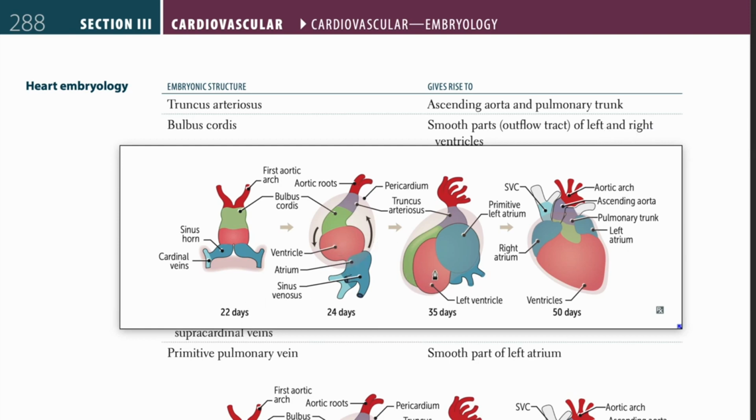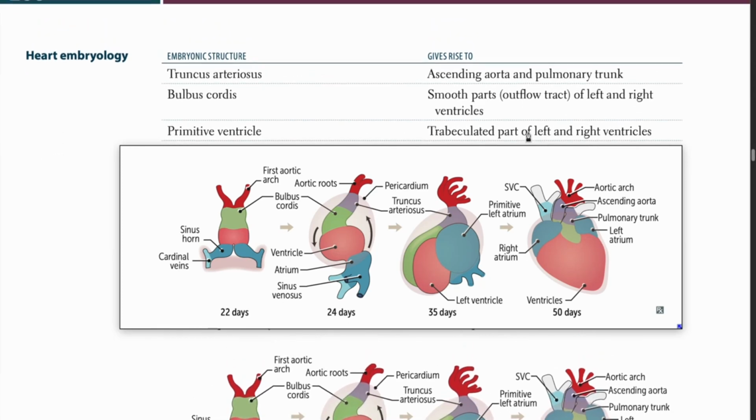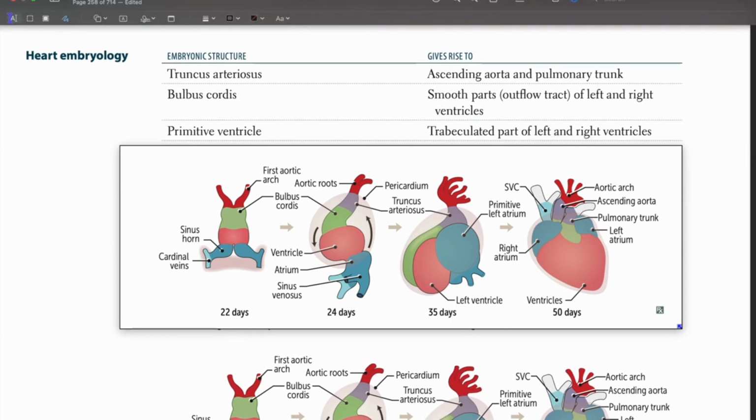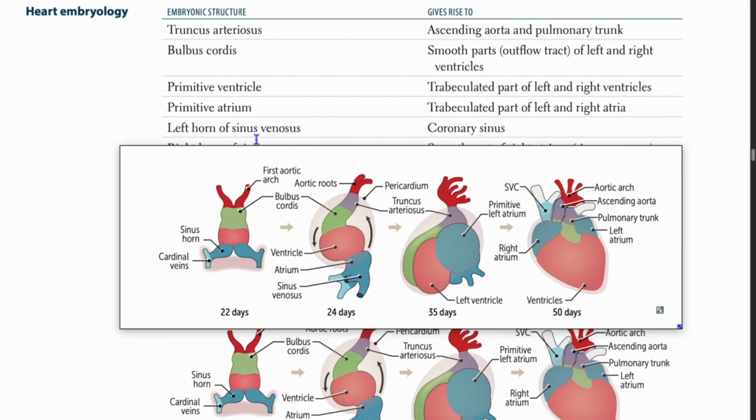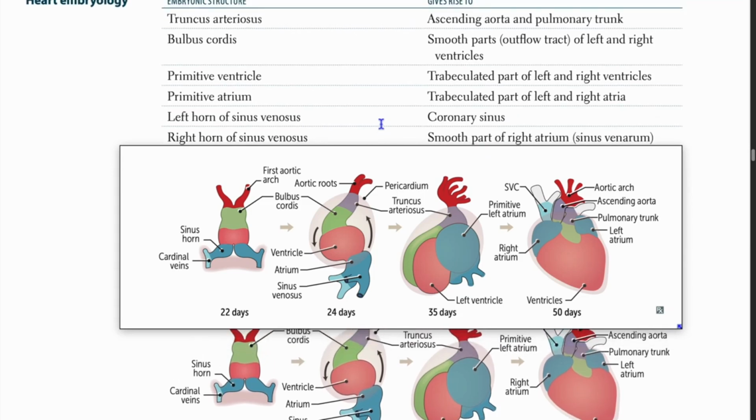These are the ventricles, and the left and right smooth parts are made by the bulbus cordis. The primitive ventricle makes the trabeculated part of the left and right ventricles. You have the primitive atrium, which makes the trabeculated part of the left and right atria. Then the left horn of the sinus venosus makes the coronary sinus, and the right horn of the sinus venosus makes the smooth part of the right atrium.